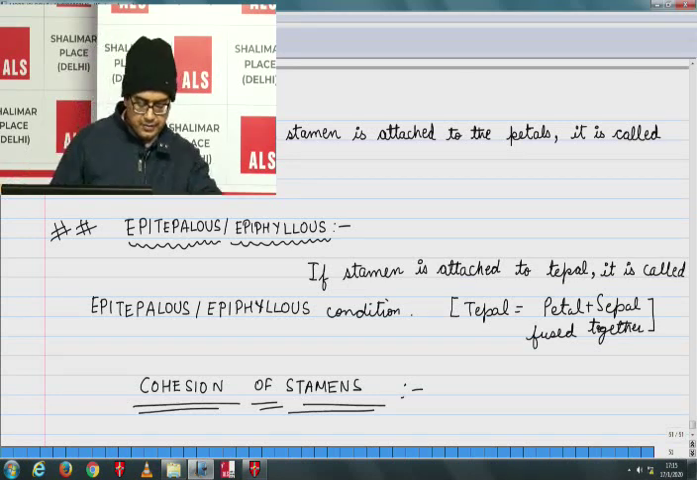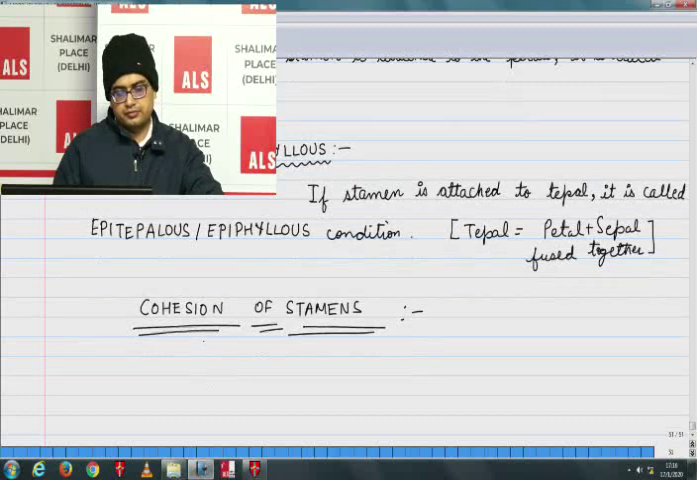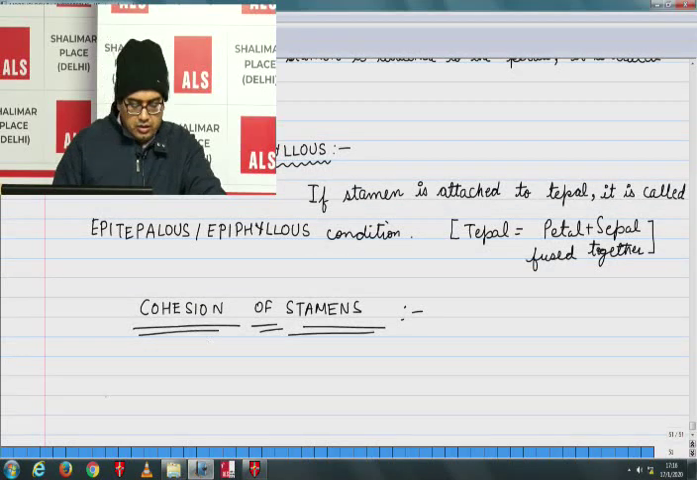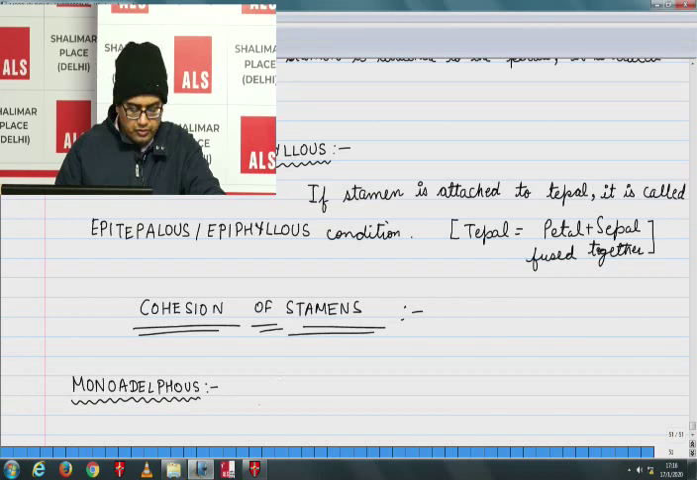Cohesion of stamens, or unity of stamens. How are they united? Okay. So there are some terms related to it. The first term is monoadelphous. Monoadelphous. So please write about it.